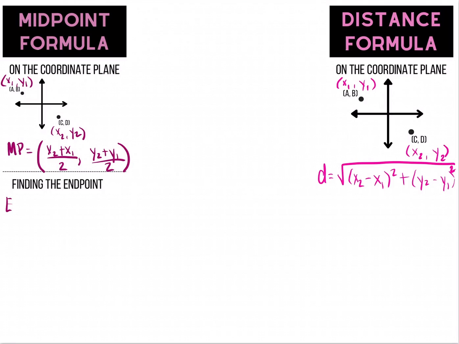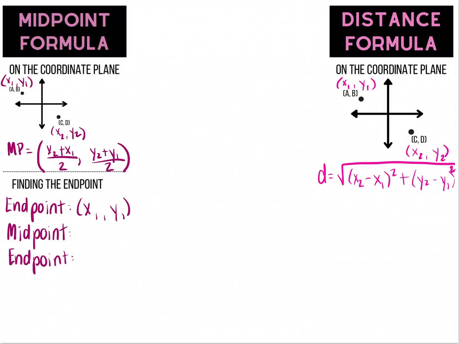So endpoint, midpoint, and the other endpoint. So we have two endpoints. Think about that. Align point A to point B. Okay, so we're going to label this as, if I have x1, y1, and x2, y2, and x3, y3, and this one is missing. So I have the midpoint and I have the endpoint.